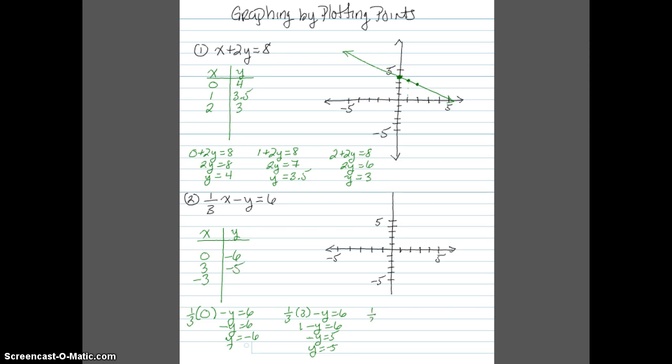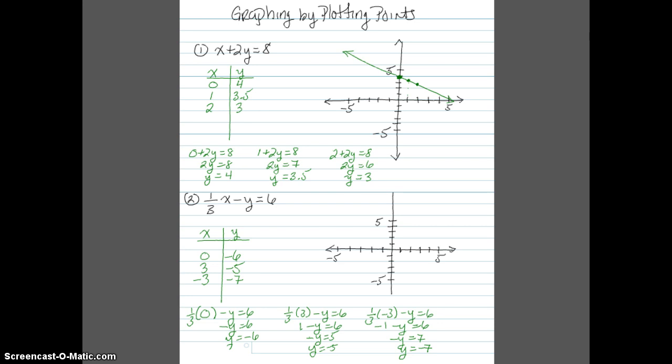Finally, plugging in negative 3, I have 1/3 times negative 3 minus y equals 6. Multiplying, I get negative 1 minus y equals 6. So adding 1, I get negative y equals 7. And dividing by negative 1, I get y equals negative 7.